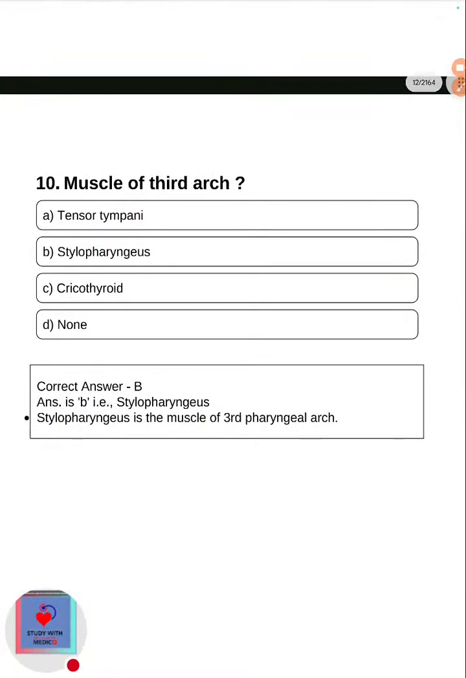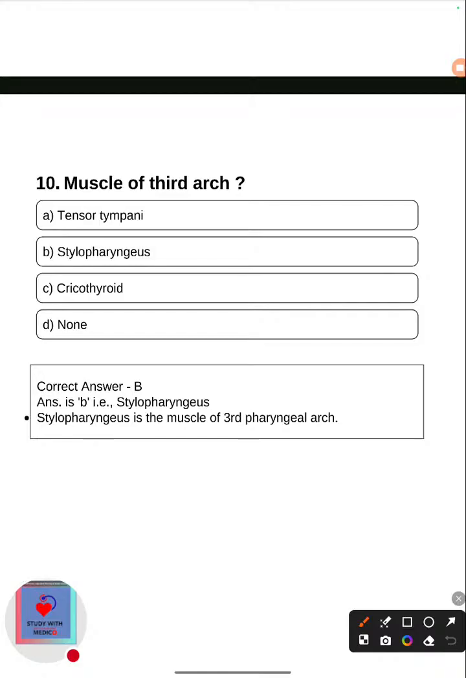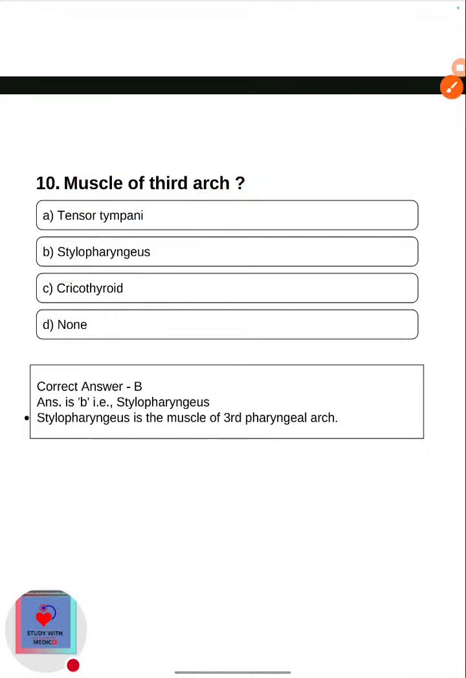Muscles of the third arch. So we'll ask this, tell us some trick. The muscle of the third arch is the stylopharyngeus. Stylopharyngeus is the muscle of the third pharyngeal arch.